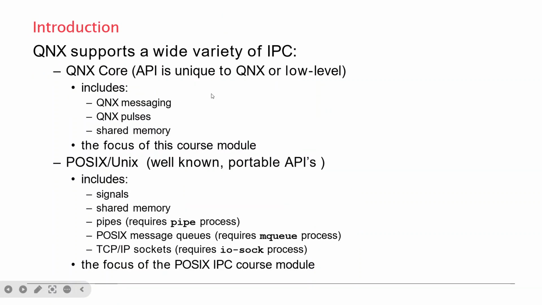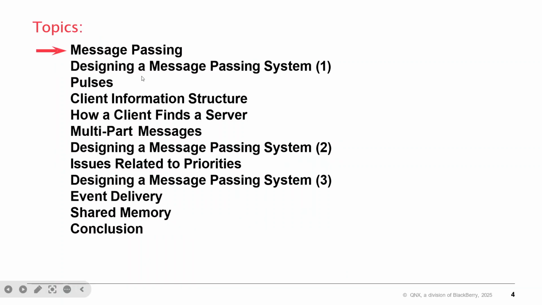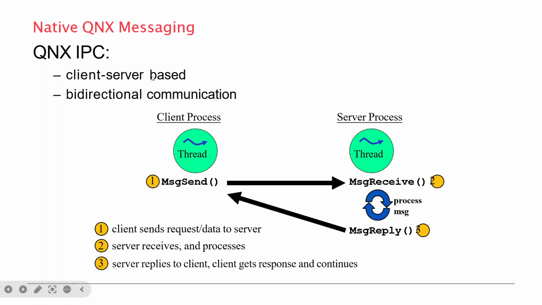QNX supports a wide variety of IPC: QNX Core as well as POSIX and Unix. The QNX Core API is unique to QNX, or low level. It includes messaging, pulses, shared memory. The second one is POSIX. It includes signals, shared memory, pipe, POSIX, TCP and IP. Here we are going to discuss message passing.